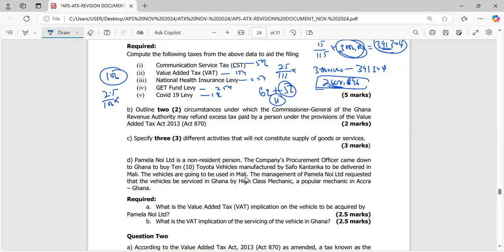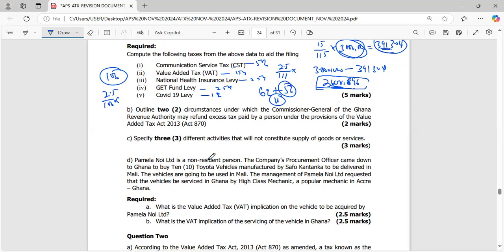Okay, so one is when the Commissioner General, without reasonable doubt, believes that there is an error in the computation of the withholding tax. So if the Commissioner believes that you made a mistake in computing the VAT, and due to the mistake the VAT you have paid is more than what you are supposed to pay, they will refund you the excess tax.